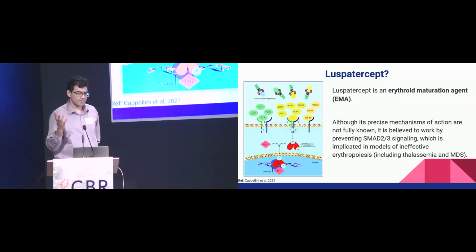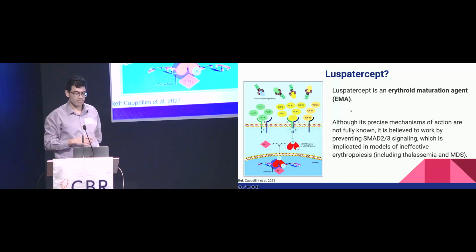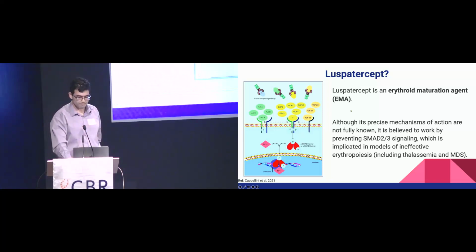So what is luspatercept? It's what we would call an erythroid maturation agent. And the reason for that is, although the precise mechanism of action is not fully understood, in all honesty, it is thought that this pathway, the TGF-beta pathway and the SMAD2 and 3 downstream signaling, are implicated in models of ineffective erythropoiesis, seen in MDS, seen in thalassemia. So what luspatercept does is it binds the TGF-beta and prevents this signaling. And thereby, instead of those red cell precursors getting destroyed, in theory, they are allowed to mature, and so you have a reduction in anemia and a reduction in ineffective erythropoiesis.